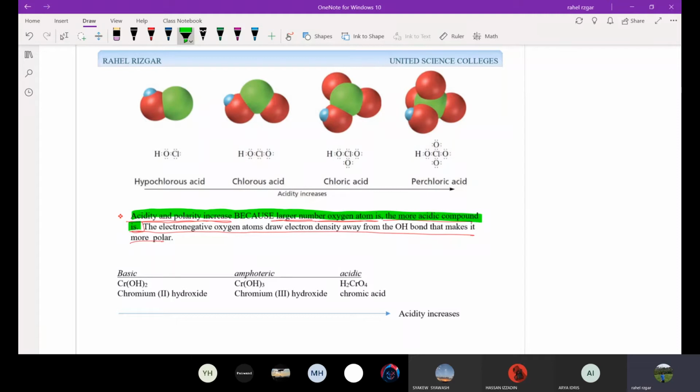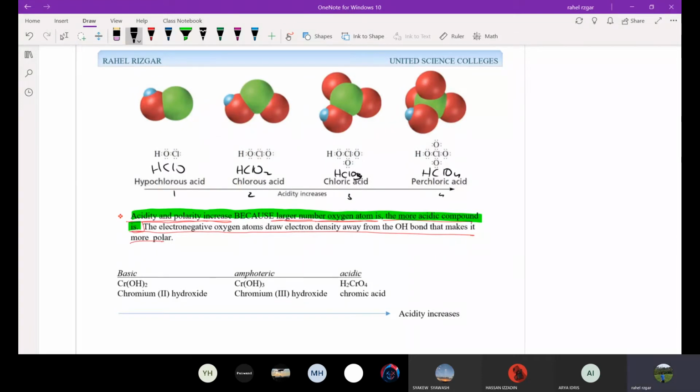So the larger the number of oxygen, the more oxygen we have in a compound, the more acidic that compound will be. Look at the figure. As you can see, this one is HCl. This one is HClO2. This one is HClO3. This one is HClO4. As you can see, this one has 1 oxygen, 2 oxygen, 3 oxygen, and 4 oxygen. Acidity increases.